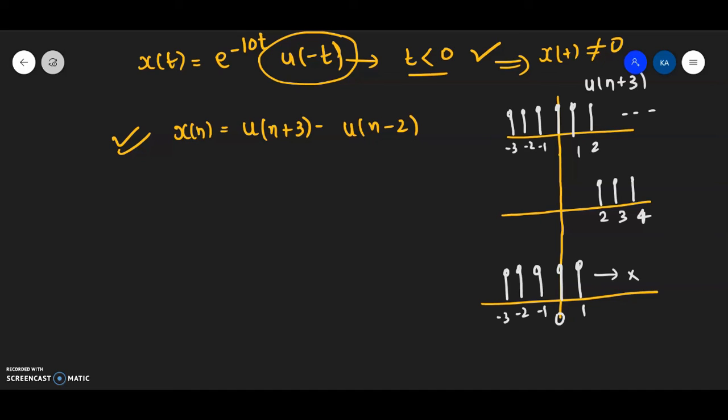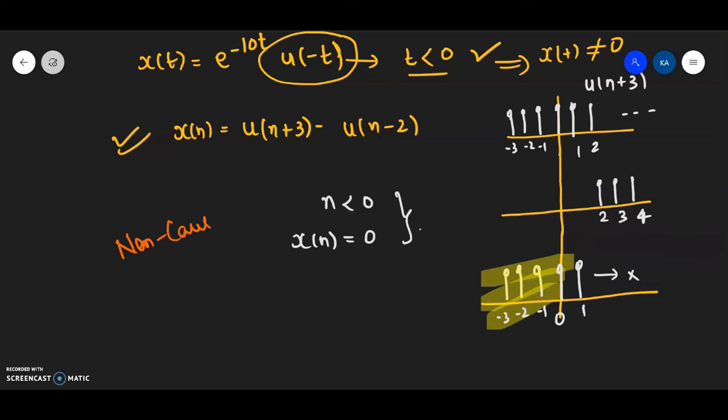Now I have to check for n less than 0. If x[n] is 0, I am sure it will be a causal signal. So simply by examining the signal, I can see that the value exists in this region, and since the value exists, the signal is indeed a non-causal signal.